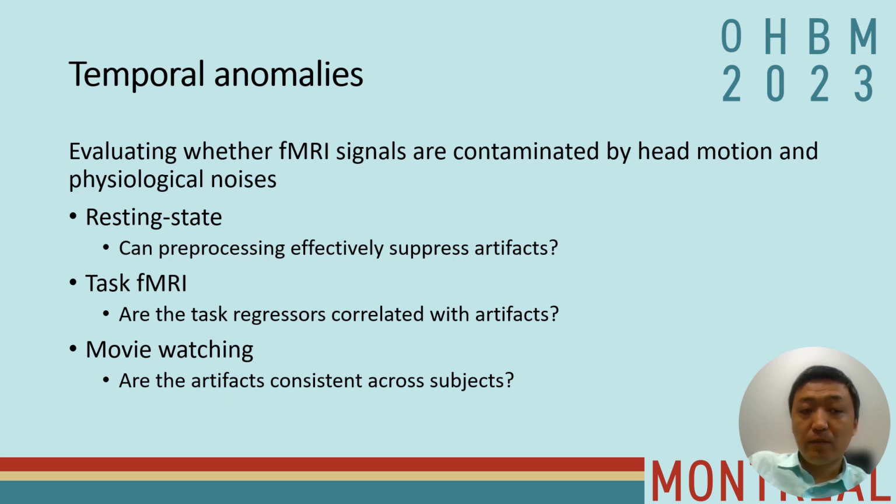For movie watching, usually we are interested in some highly correlated brain activity across different subjects, which is also called intersubject correlations. Therefore, we are also interested in whether hand motion or other physiological noises are consistent across subjects. If they are consistent across subjects, they will also contribute to this intersubject correlations of brain activity, which is not desirable.